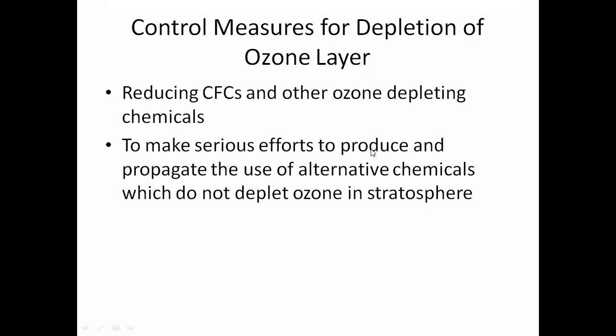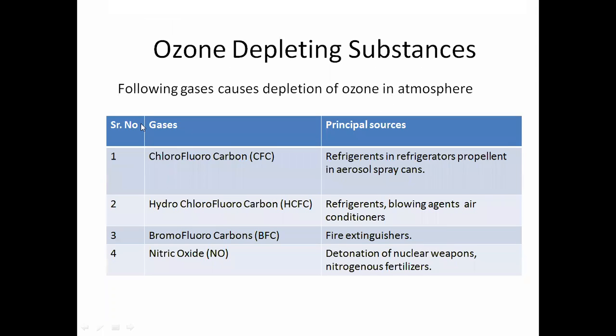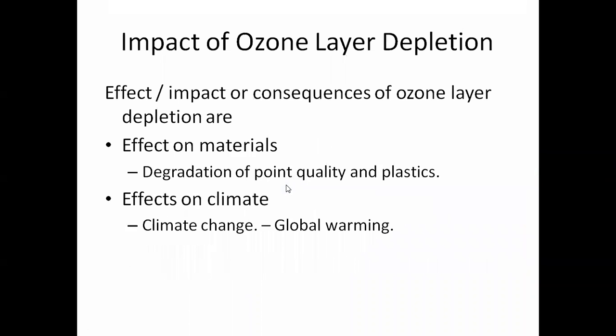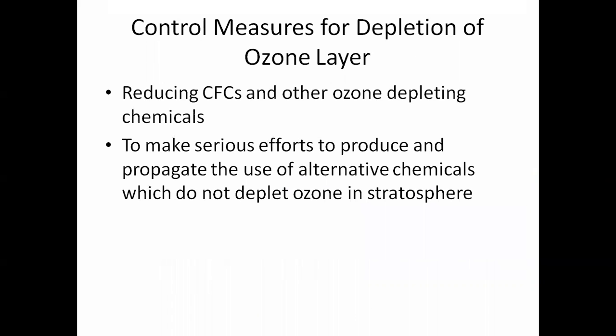Next, you have to make serious efforts to produce and propagate the use of alternative chemicals which do not deplete the ozone in the stratosphere. It means you have to invent something where you can stop using all the four gases that you've gone through, right? These four gases, you have to invent something where you can start using alternatives to these four gases. Thereby we can make a direct control for depletion of the ozone layer.